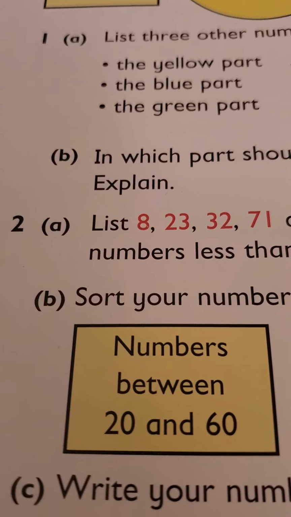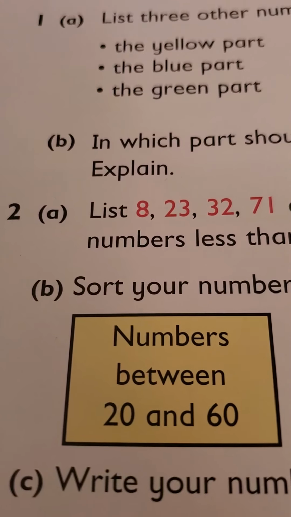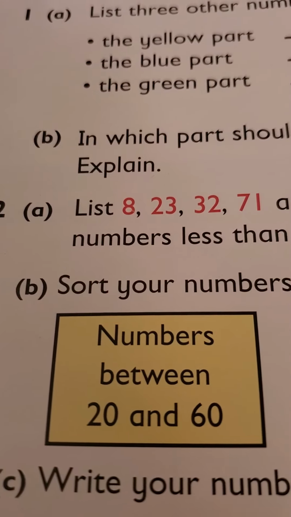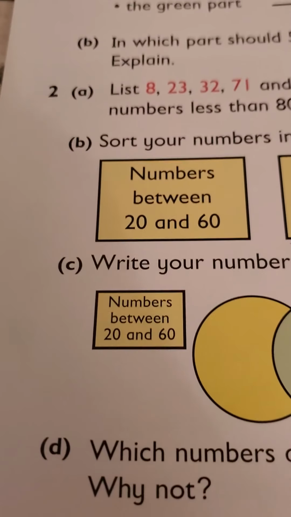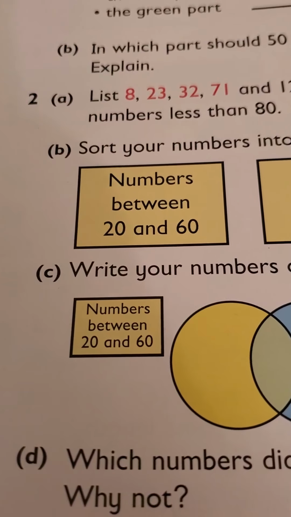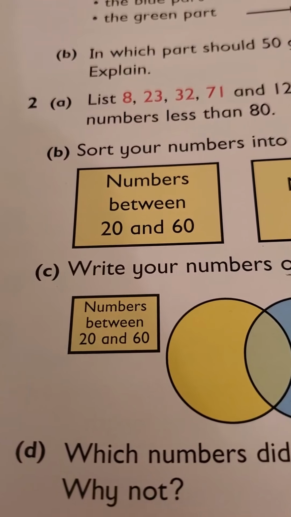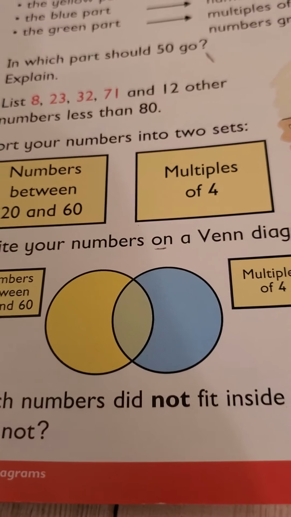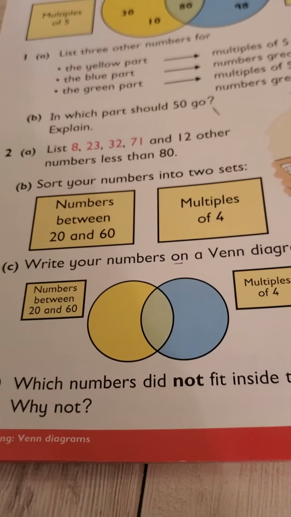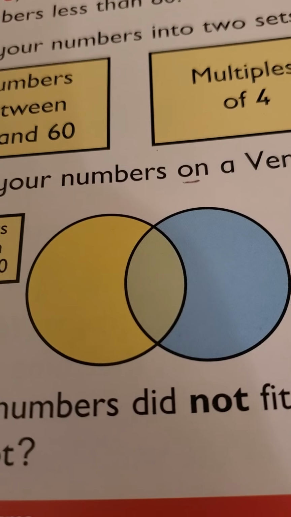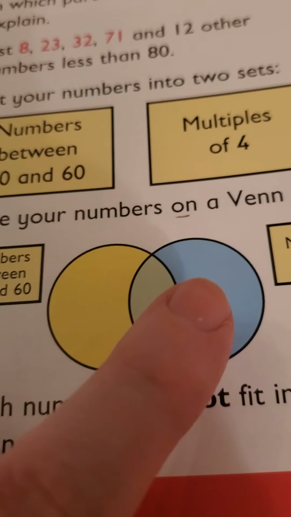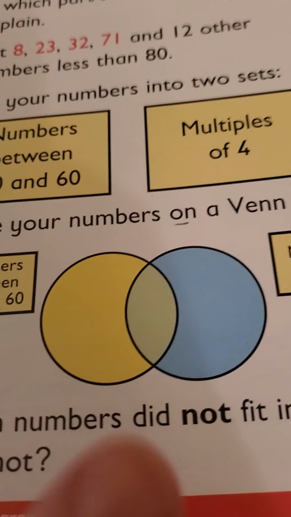Now, question 2b, I want you to skip because I don't think you need to do that part of the question. We're going to go straight on to question C, where we're now going to sort the numbers that we have come up with. So, I want you to get a big piece of paper and try and draw your own Venn diagram that looks like this. So you'll have two big circles and they'll be overlapping in the middle. Now they don't have to be coloured in at all, just two big circles.